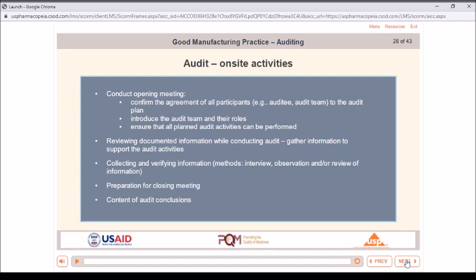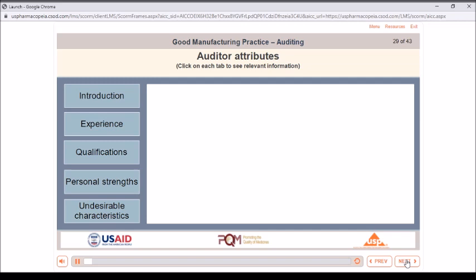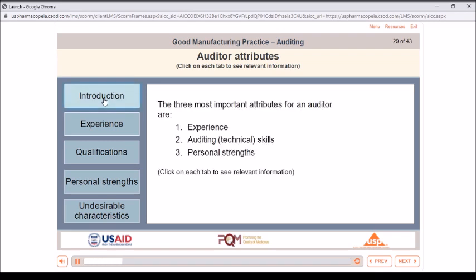Auditor attributes. Introduction. The three most important attributes for an auditor are: 1. Experience, 2. Auditing technical skills, 3. Personal strengths.